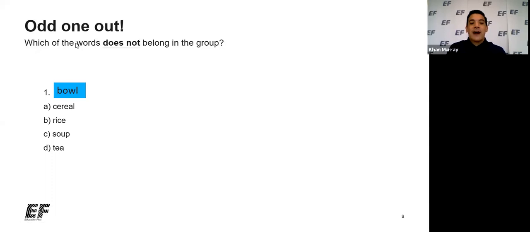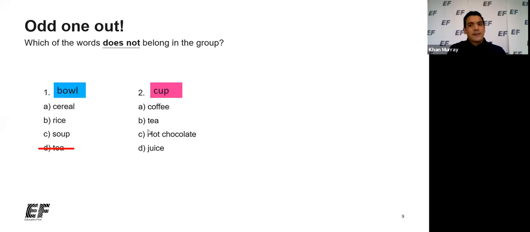So here we have our first row. So we have the quantifier is bowl, and our options are cereal, rice, soup, and tea. So which one is the wrong one? All right, seems too easy for everyone. Okay, it was tea. Well done. I need to make these harder. Okay, how about the next one? I think this one's easy as well.